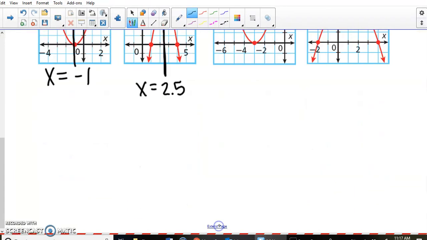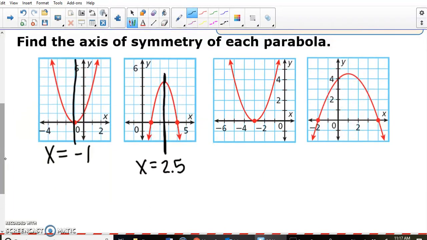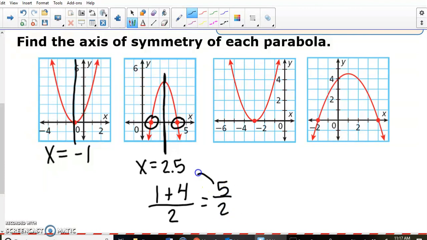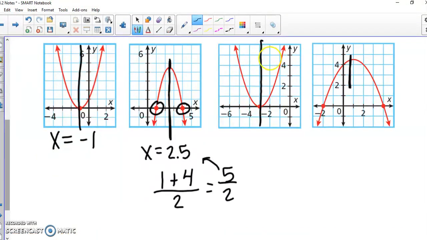Okay, but if you're not sure, to double check, we can average our zeros. So our two zeros are -1 and 4, or excuse me, +1 and 4. So +1 plus 4, and then I divide by 2. When I do that, I get 5 over 2, and 5 over 2 is the same as 2.5 if we were to write it as a decimal. So in that case, I did do it right. Okay, and then this next one, I've got my line of symmetry right here. There's only one zero, so that should be at x equals -3 then.